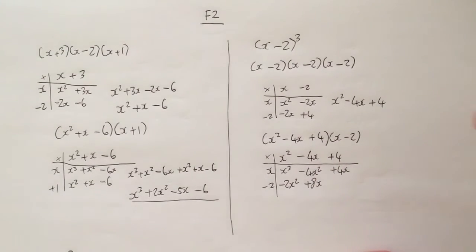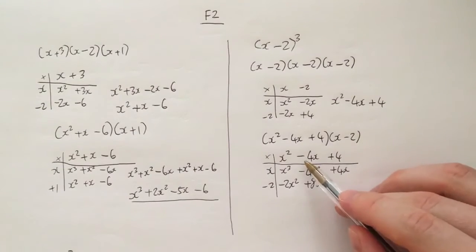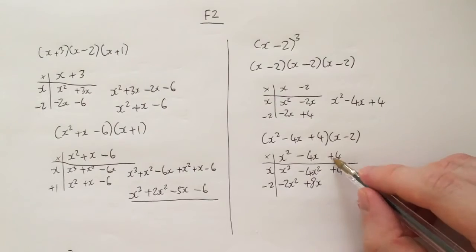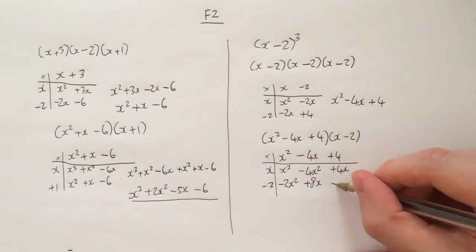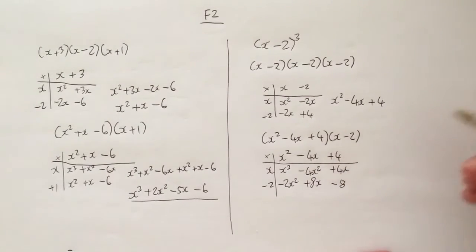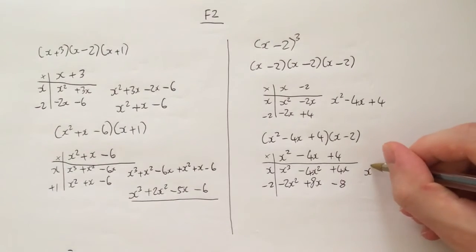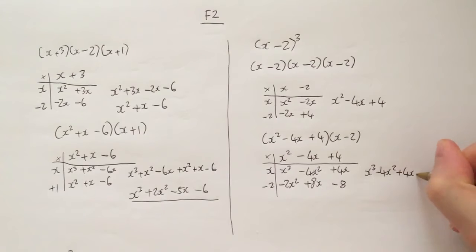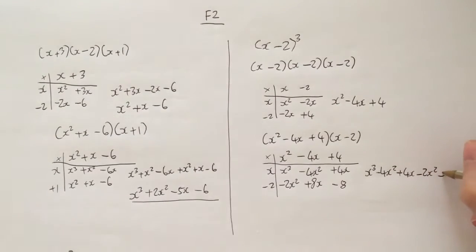So many mistakes can be made there. Please make sure it's not you making those mistakes. Negative 4 times negative 2 is positive 8. And then positive 4 times negative 2 is negative 8. So I'm going to rewrite that down. X cubed minus 4x squared plus 4x minus 2x squared plus 8x minus 8.